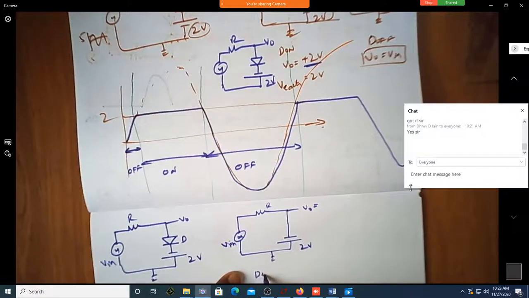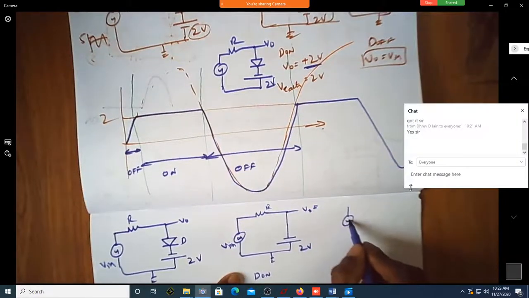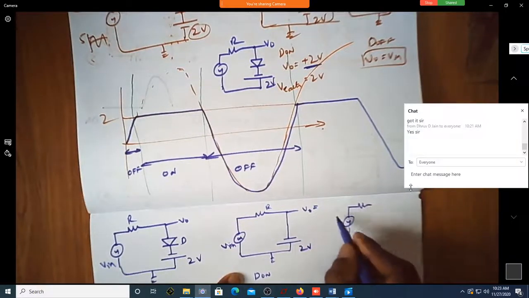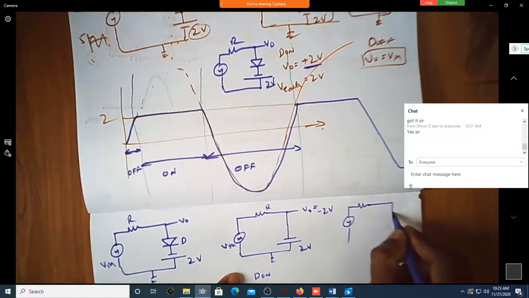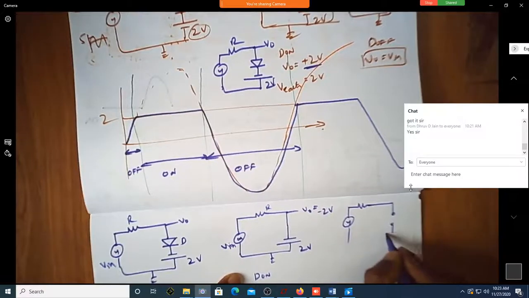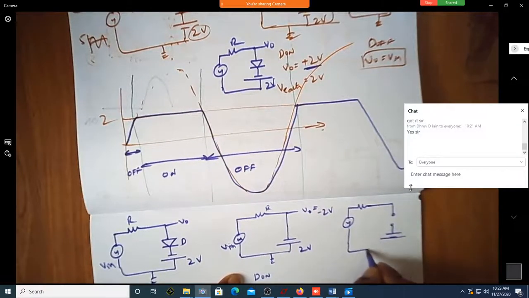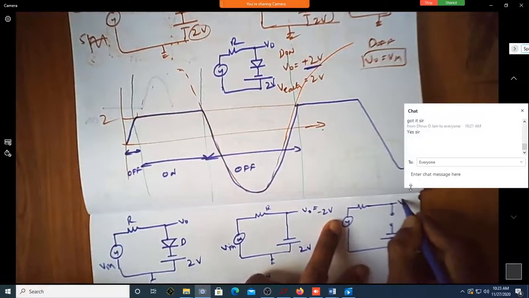This is when D is on. So when D is on, it will be minus 2 volt. Perfect. Then when the D is off, V naught is equal to V in. So this is where you're measuring V naught. This is equal to V in.